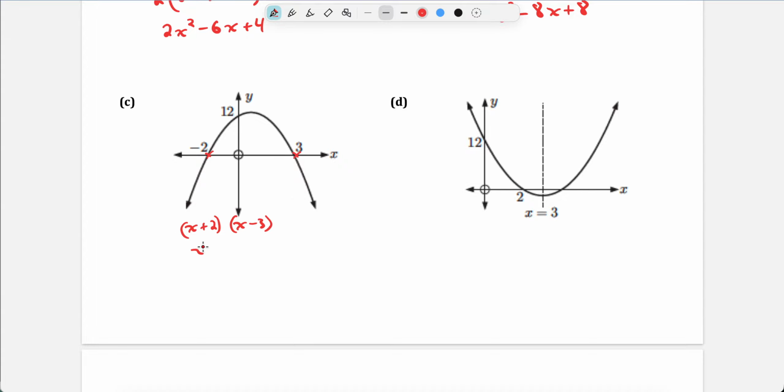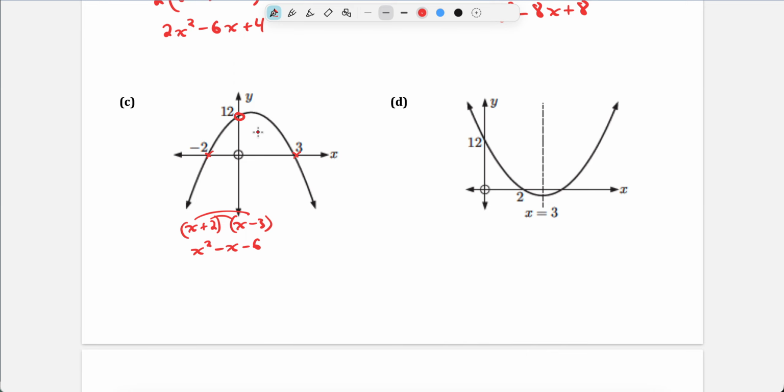All right, so if I go ahead and FOIL these, that's going to be x squared, and then minus 3x and plus 2x. That's going to be minus x minus 6, but again, I want a y-axis intercept of +12.